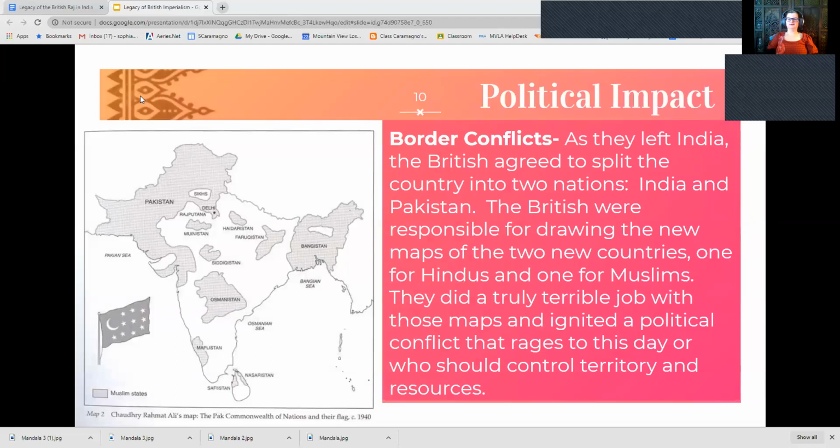Another political impact is the border conflicts. When the British finally allowed India to become independent, the demand was made to make two different countries out of that territory. A country for Hindus, which would be called India, and a country for Muslims, which would be called Pakistan. Now, when the British went to draw the map for these two new countries, they completely ignored everything they knew about the culture and religion of the regions where those lines would go. And they ended up creating a map that contributed to the massive conflict that followed.